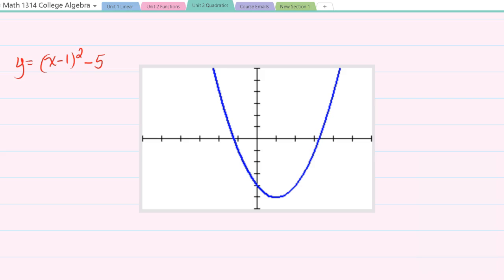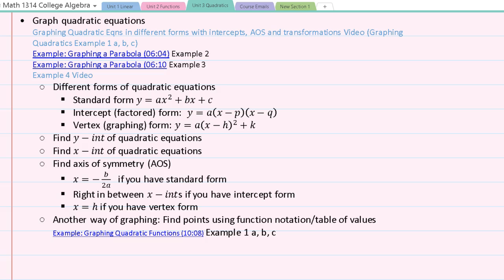First, let's review what these items, the y-intercept, x-intercept, vertex, and the AOS, look like on our graph. Let's look at the graph of y is equal to the quantity of x minus 1 squared minus 5. Here is the y-intercept, here are the x-intercepts, this is the vertex, and this is the axis of symmetry. Now let's talk about the different forms of quadratic equations and what information they can supply for graphing.